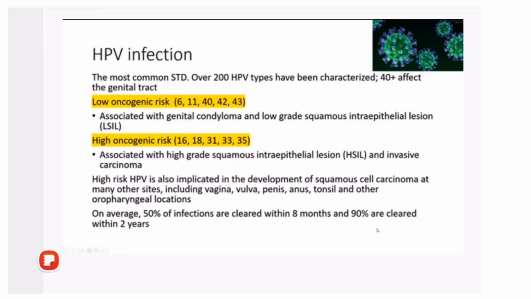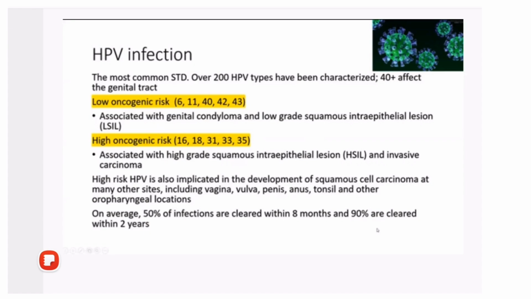Now, when we talk about cervical biopsy, we cannot miss HPV infection. Mostly the squamous changes or anything related to cervical cancer, HPV has to be considered. Whether it is high grade squamous intraepithelial lesion or invasive carcinoma, HPV is related. It is related to squamous cell carcinoma of even vagina, vulva, anus, penis, anywhere, oropharyngeal locations also, oral biopsies. And there is condyloma acuminata, low grade squamous intraepithelial lesion, as you can see.